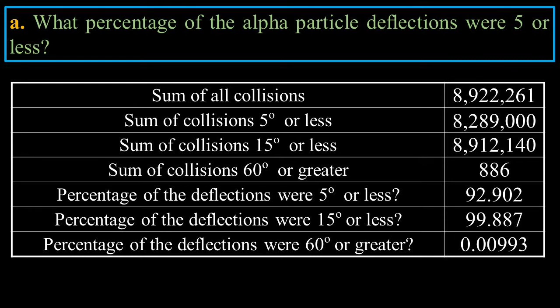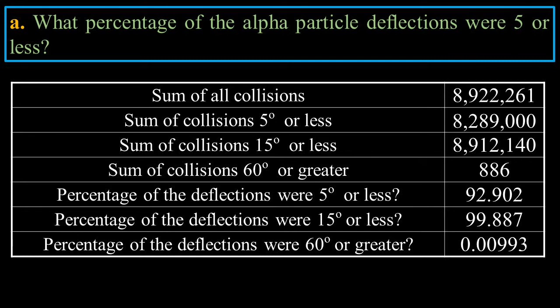So 8,289,000 divided by 8,922,261 times 100 would be 92.902. And the sum of collisions at 15 degrees or less, 8,912,140 divided by 8,922,261 times 100 would be 99.887, etc. So the way I got this information was I divided the sum of collisions at 5 degrees by the total sum of all collisions times 100, etc.